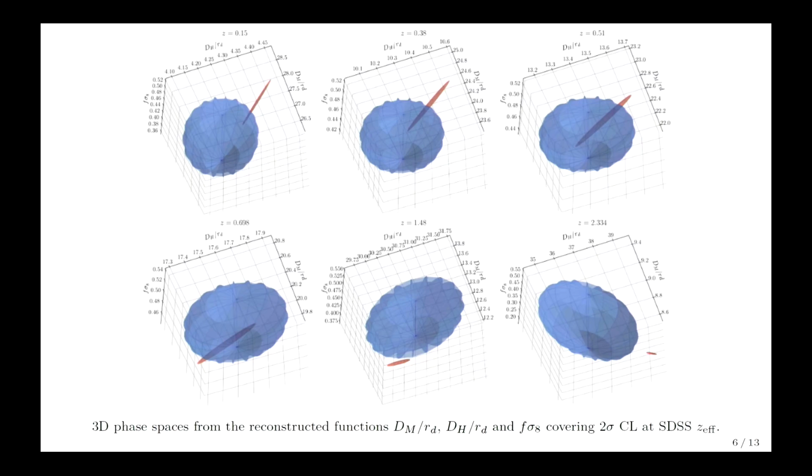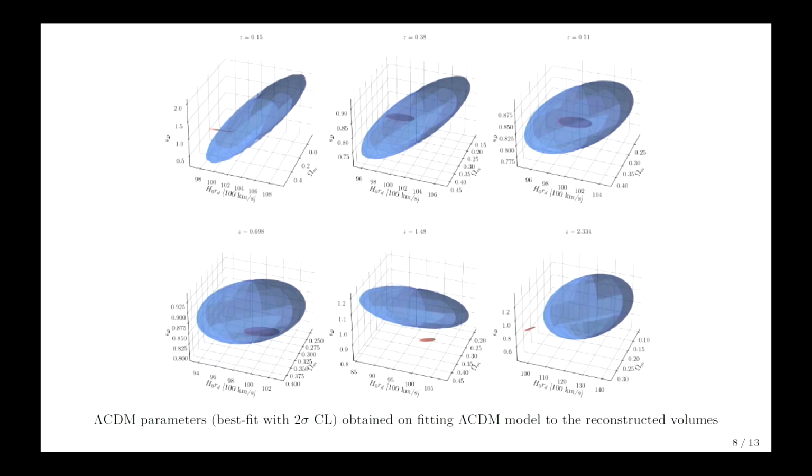Assuming lambda CDM is my cosmological model, what happens if I try to fit the model to each of these volumes? These are the plots. Here is H0 RD, this is sigma 8 and this is my omega m. In the first 4 effective redshifts, we see that the correlation between these parameters remains the same, and the Planck lambda CDM model coincides with our reconstructed volumes.